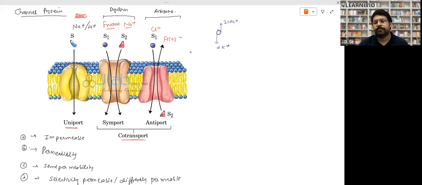Full stop. They transport 3 sodium ions and 2 potassium ions in opposite directions. So the channel protein, or channel, can be of three types: uniport, symport, and antiport. Is that clear?